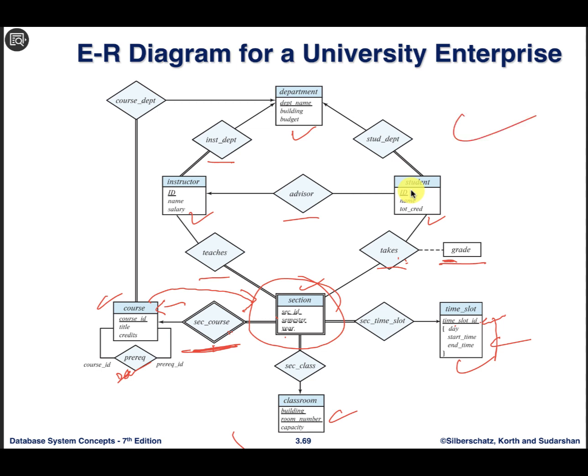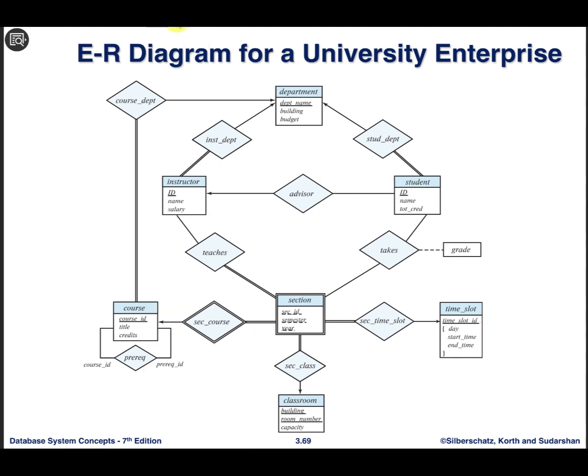And you can use whatever notation you prefer, either using this one, using UML, or maybe using the other notation that uses ovals. Remember the oval. For example, for the student, you can say this is the ID, this is the name, and this is, for example, total credit. Something like this. It's fine with me.